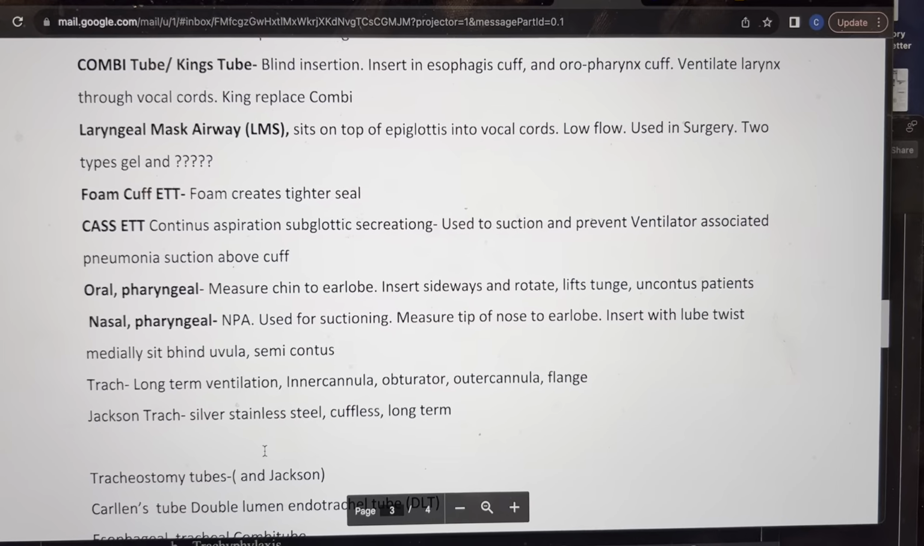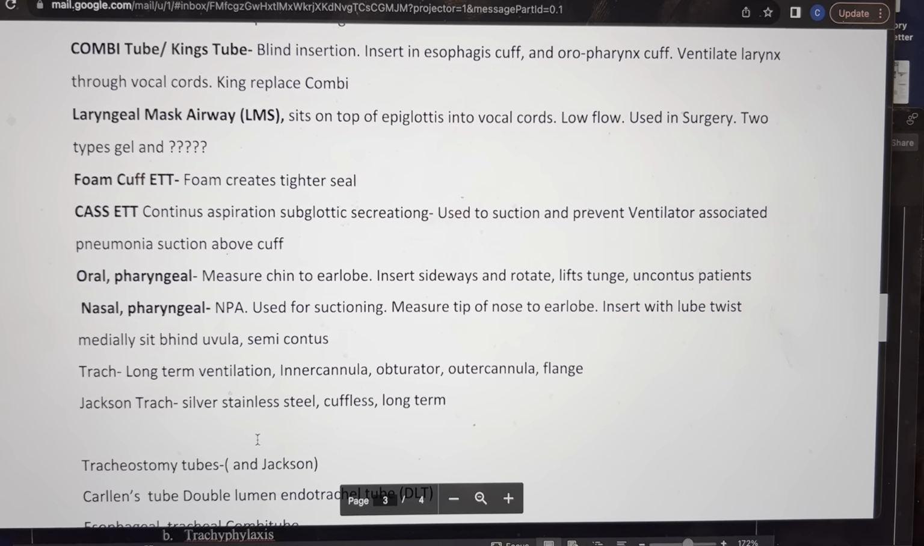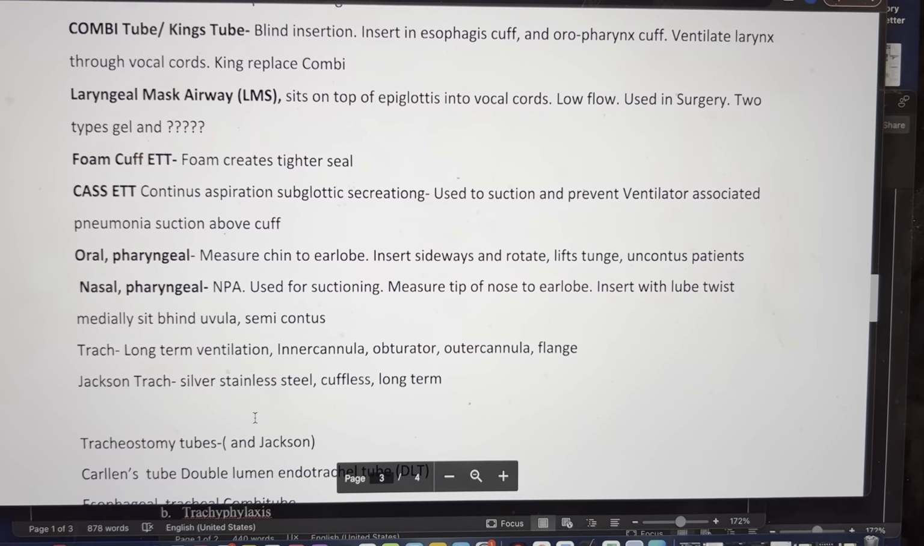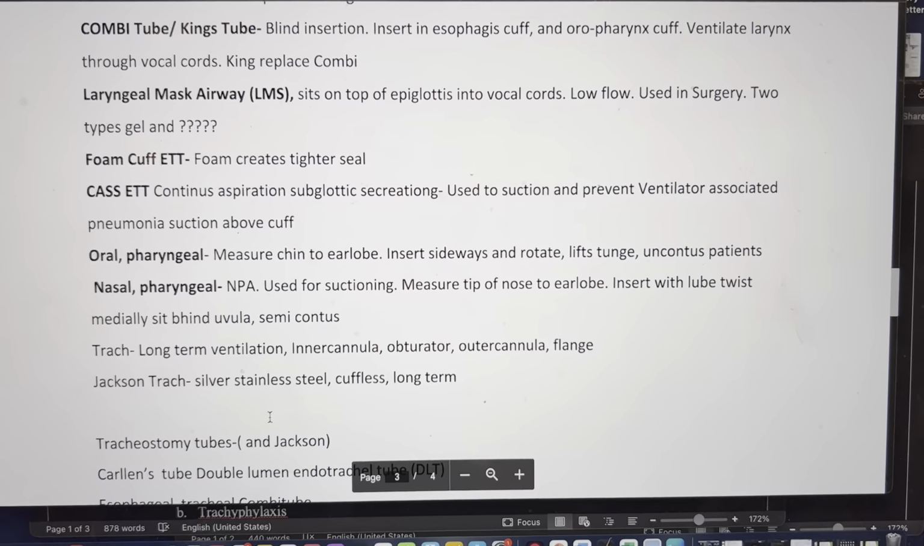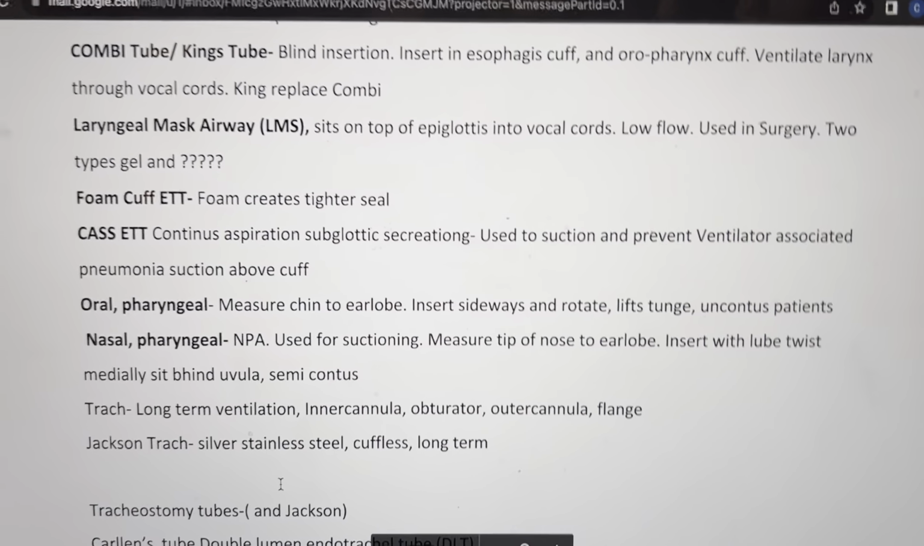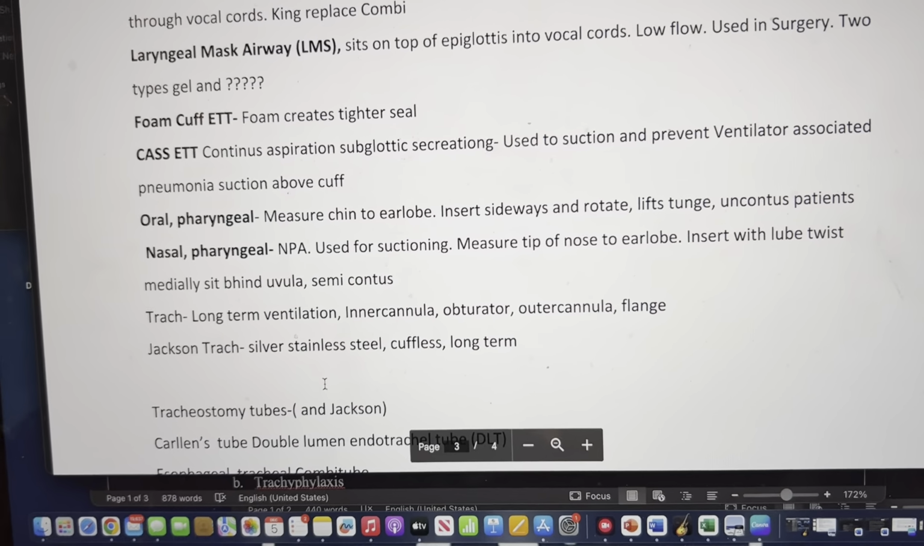Laryngeal mask airway sits on top of the epiglottis into the vocal cords. Low flow, used in surgery. There are two types: gel and PVC.